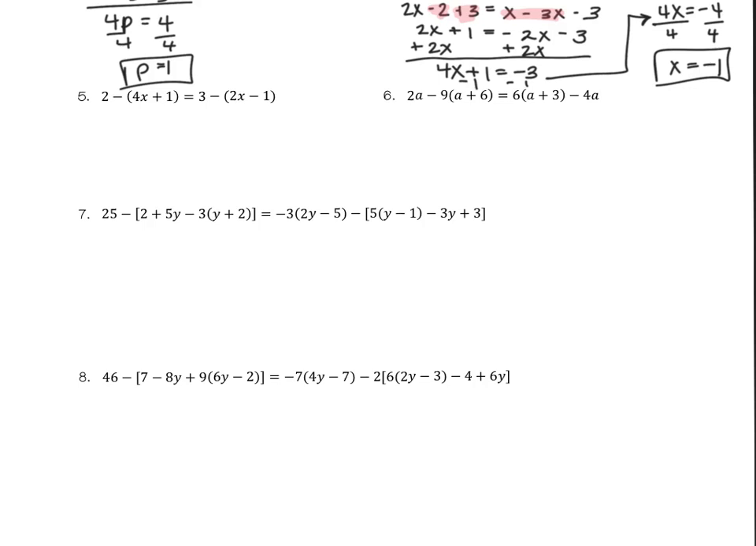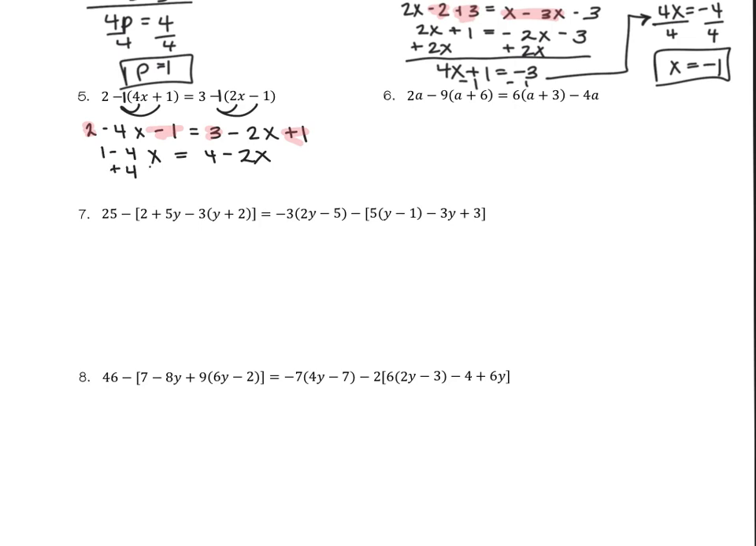For number 5, this is technically a negative 1, so I want to distribute the negative 1, and same thing on the other side of the equal sign. So I have 2 minus 4x minus 1 equals 3 minus 2x plus 1. I want to combine like terms, so I can combine 2 minus 1 and 3 plus 1. So 2 minus 1 is 1 minus 4x, and then that equals 4 minus 2x.